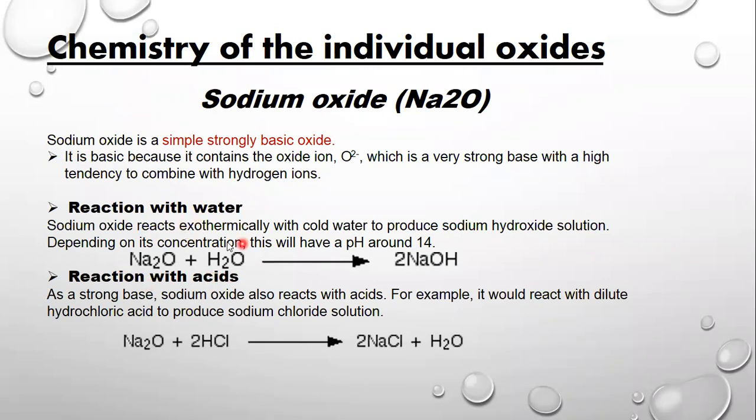Then it reacts with water to give you NaOH, and the pH of the solution becomes 14. Then it can react with HCl to produce sodium chloride and water. These 3 points, that is, it contains oxide ion, which has high tendency to combine with hydrogen ions, its reaction with water, and its reaction with acid, are justification that sodium oxide is a strongly basic oxide.